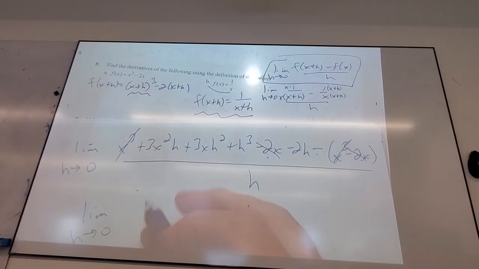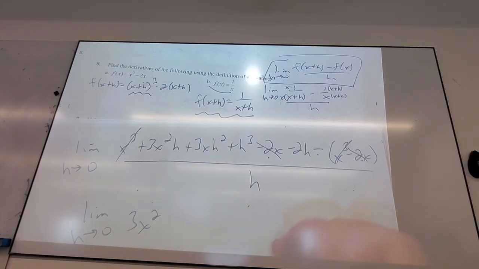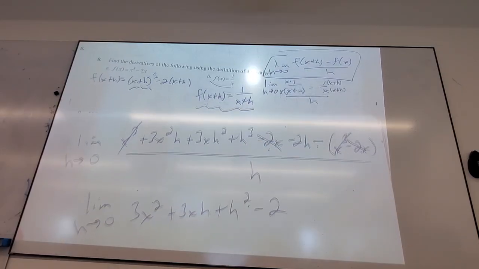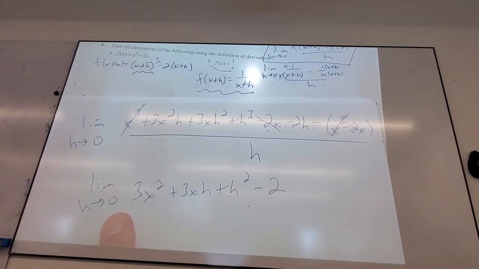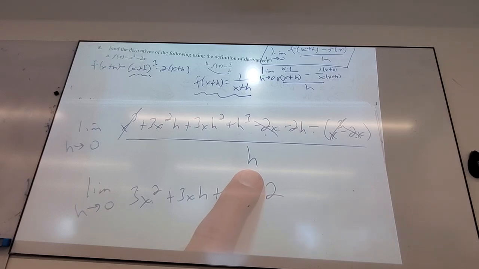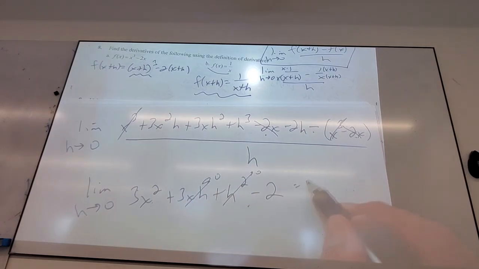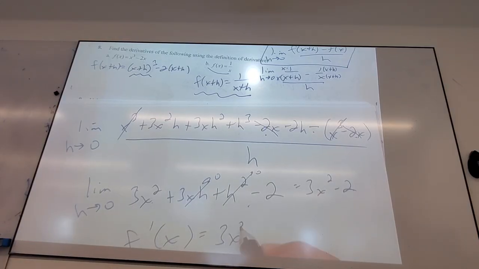3x squared h divided by h. 3xh squared divided by h. H cubed divided by h. -2h divided by h. Now can I plug a 0 in for h? Yes, because I killed the problem. When I plug a 0 in for h, these two go to 0. So I get 3x squared minus 2. So f prime of x is 3x squared minus 2.